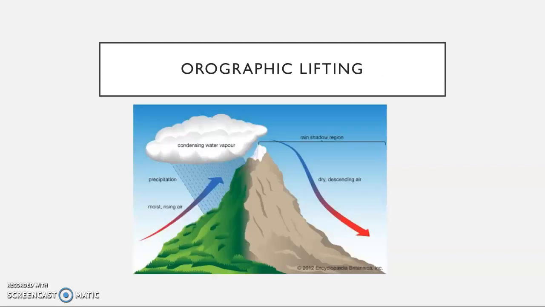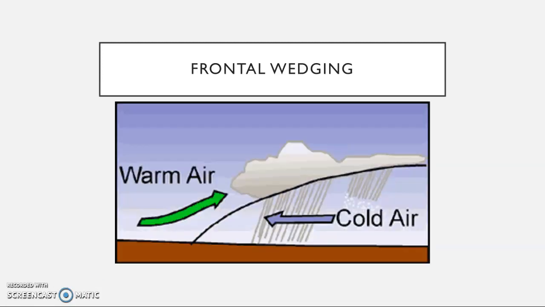Orographic lifting is when air is forced to rise over a mountainous barrier. So as the air rises up the mountain, it is allowed to expand. Therefore, it cools adiabatically. Water vapor is then allowed to condense, and this creates clouds, and under the right conditions, precipitation.